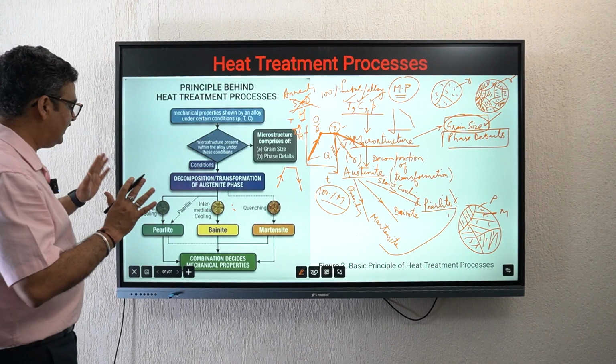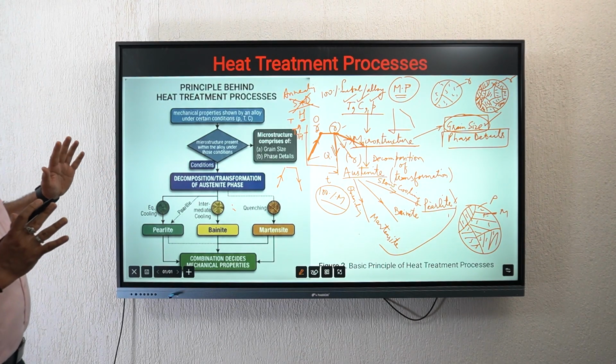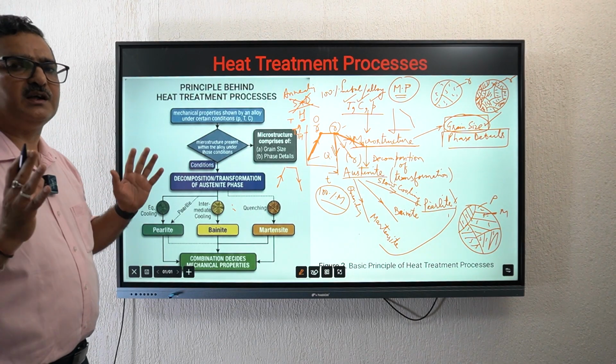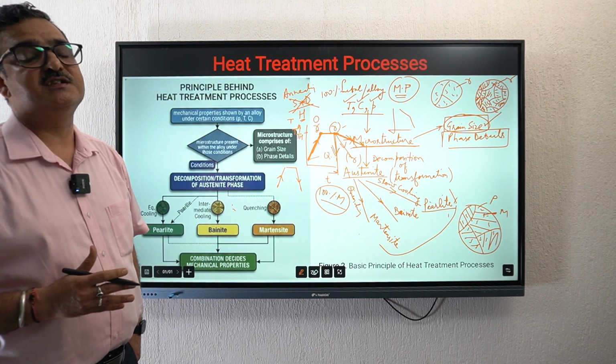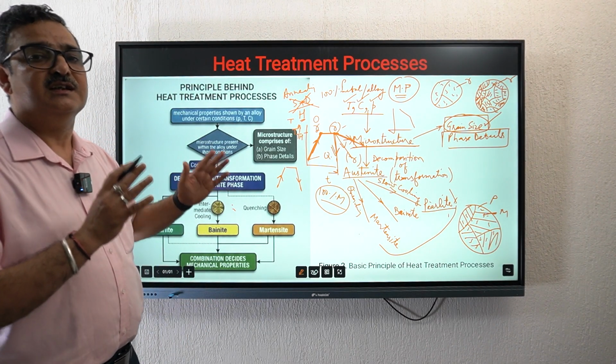I hope I have introduced you to the basics of heat treatment, what heat treatment processes are and how they really work to bring about the changes in the microstructure of a given steel specimen.